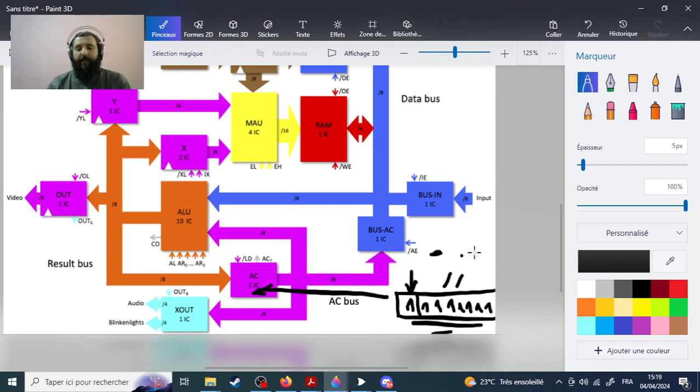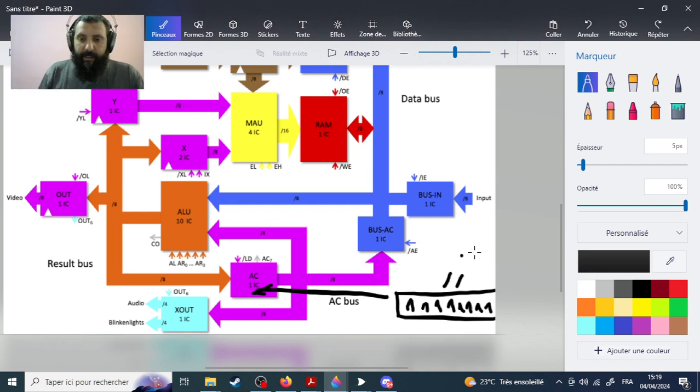Minus 1. This is the same. Exactly the same. This is minus 1. Anyway, we did a revision of this process, the process of converting from decimal to binary using two's complement.